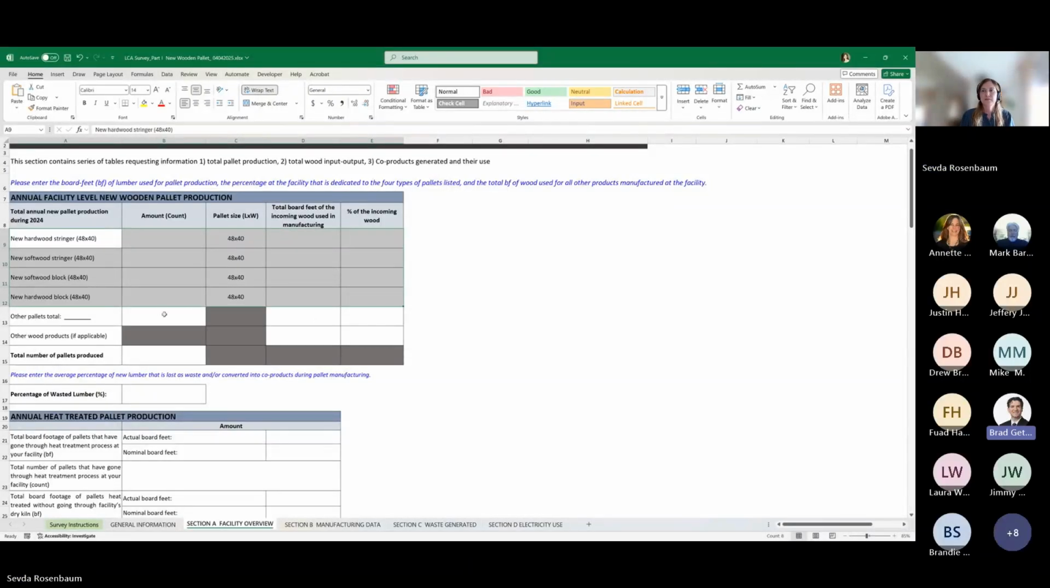Right. So for instance, if of all the pallets you manufacture, 50% of them are 4840s and then the rest are custom or a different size, you would put the other pallet total, whatever the total would be, 1,000,000 pallets for 4840 and then 1,000,000 pallets otherwise. And then when you do the calculations, 50% of the energy would be allocated to the 4840 pallets, correct? Correct. Yes. Okay.